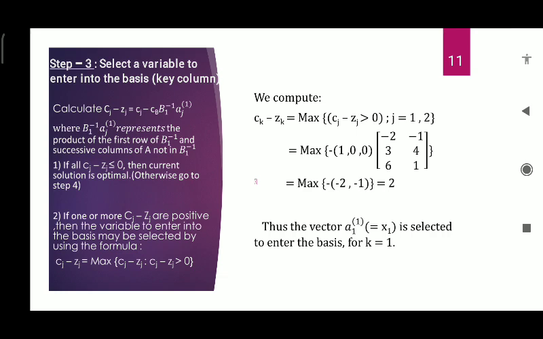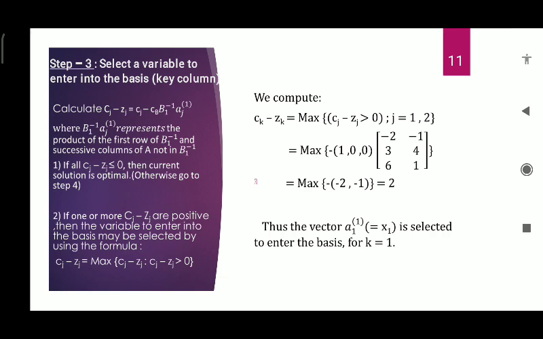The first row of the B inverse matrix from the previous table is 1 0 0, and the additional columns of A, which we call the additional table, are -2 3 6 and -1 4 1. This is suitable for matrix multiplication, because the order of the first matrix is 1 cross 3 and the order of the second matrix is 3 cross 2. Hence it satisfies the condition required for matrix multiplication. The resultant matrix is minus of -2 comma -1, that is 2 and 1. So the maximum value is 2.